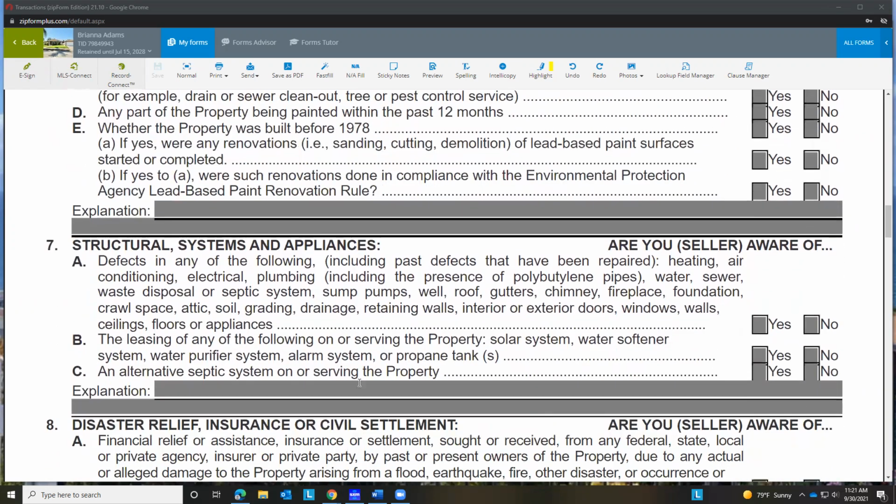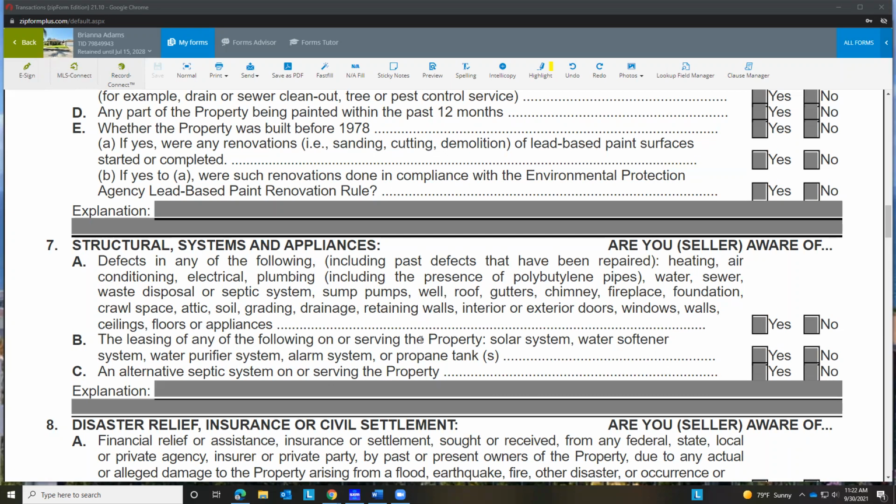Number 7, structural systems and appliances. Defects in any of the following, including defects that have been repaired: heating, air conditioning, electrical, plumbing, including the presence of polybutylene pipes, water, sewer waste, disposal or septic system, sump pumps, well, roofs, gutters, chimney, fireplace, foundation, crawl space, attic, soil, grading, drainage, retaining walls, interior or exterior doors, windows, walls, ceilings, floors, and appliances. That's a big list. If there have been any problems with any of those things, the seller needs to say yes and say what it was. And they just say it's been repaired, if it's been repaired.